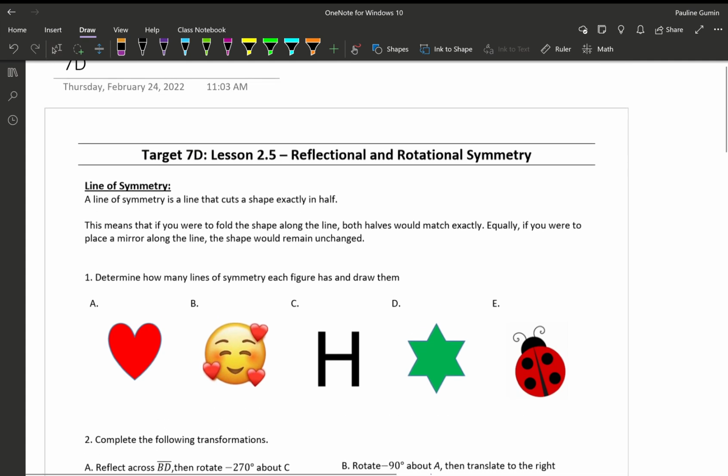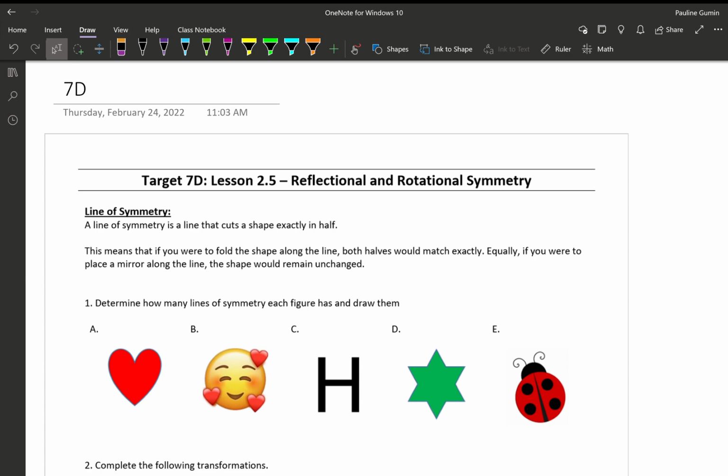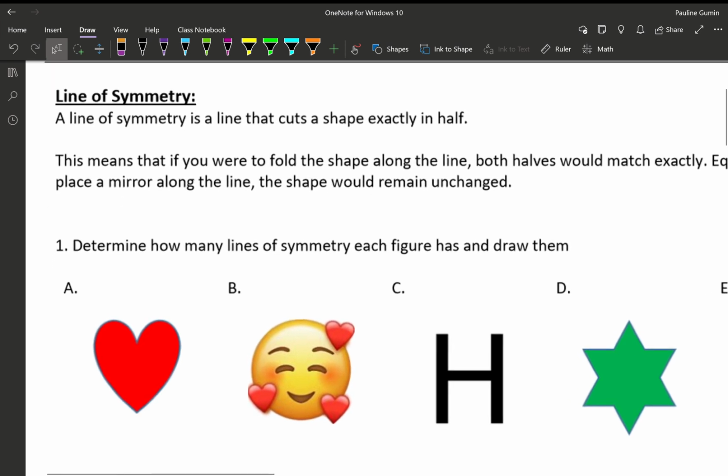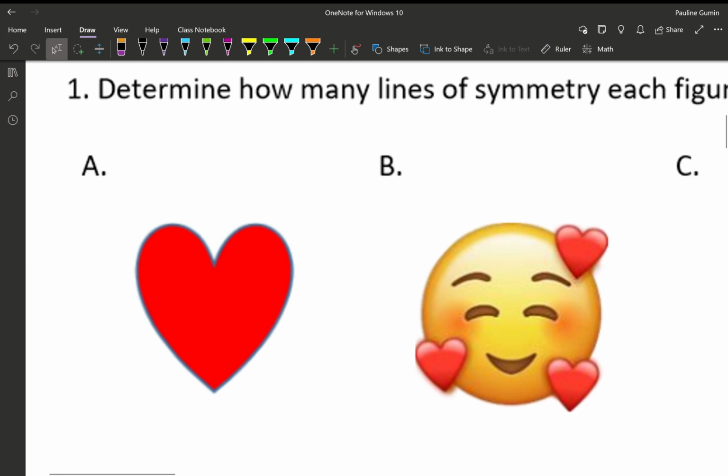Hello, and welcome to a little video about Target 7D, where we're going to talk about reflectional and rotational symmetry. The first thing that we're going to look at is the line of symmetry. Now, the line of symmetry is a line that takes an image and splits it into two perfect mirror image halves. So, let's begin with number one.